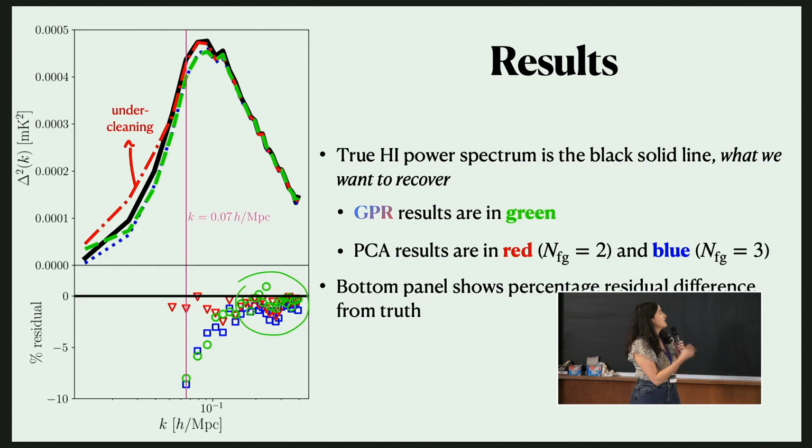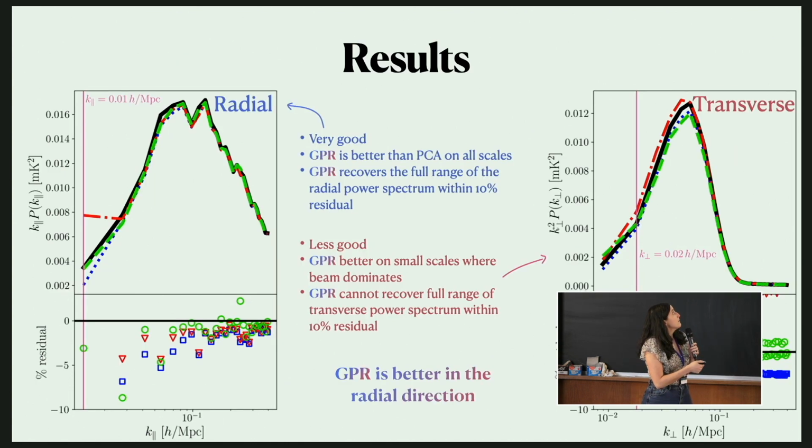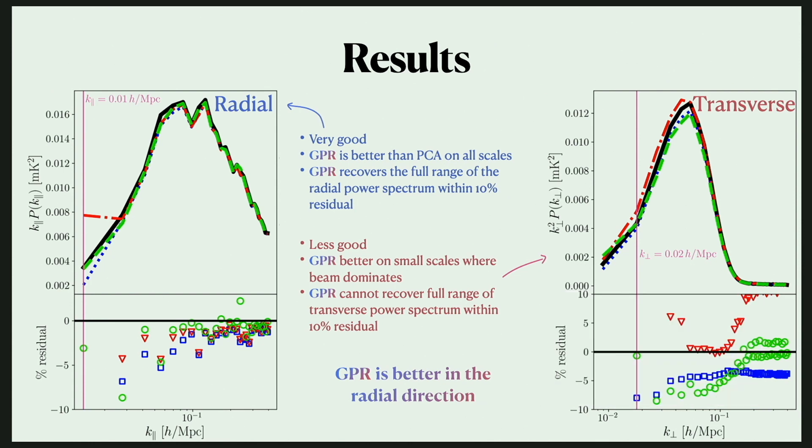So we're trying to recover the true H1 power spectrum, which is the black solid line. And we find that GPR, which is the green line, can indeed recover the small scales really well, better than PCA. But on large scales, it performs pretty much the same as PCA. But then when we decompose into the radial and transverse components, we find that GPR performs really well in the radial direction, which makes sense because we're mostly taking into account radial information, and a bit less well in the transverse direction, but still similar to PCA.